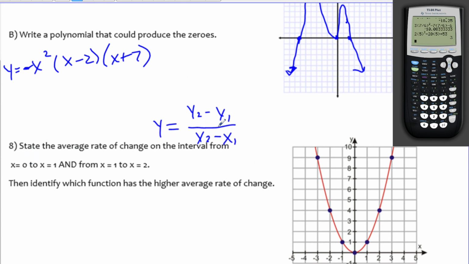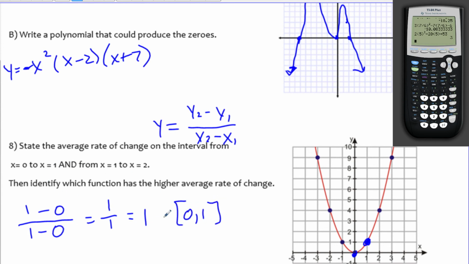So when they say on the interval from 0 to 1, they're saying that they want you to use 0 and 1 as the x's. So let's check the interval from x equals 0 to x equals 1. On the bottom, I'm going to say 1 minus 0. That would be x2 minus x1. I need to go over here and look at my graph and figure out what is the y value that goes with x equals 1. And in this case it's this point right here, 1 comma 1. So when x is 1, y is also 1. And when x is 0, y is also 0. And so I would say this is 1 over 1, which is equal to 1. So from 0 to 1, the average rate of change is 1.